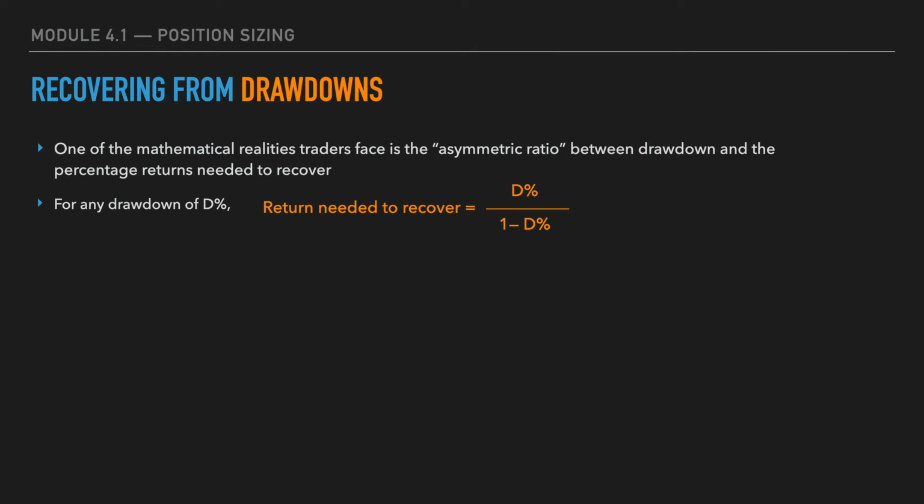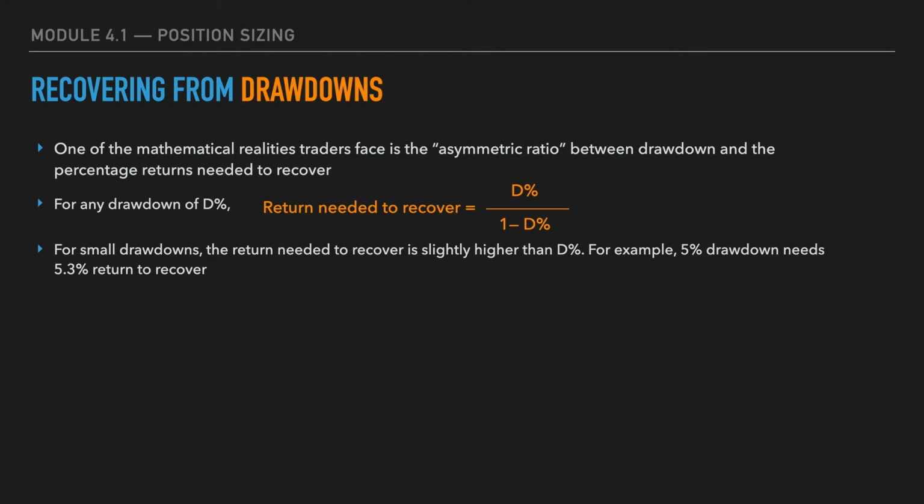So here's the formula. For any drawdown of, for example, D%, the return needed to recover that drawdown will be D% divided by 1 minus D%. I will elaborate a little bit more. Let's look at two different scenarios. For small drawdowns, the return needed to recover is only slightly higher than D%. For example, a 5% drawdown only needs about 5.3% return to recover.